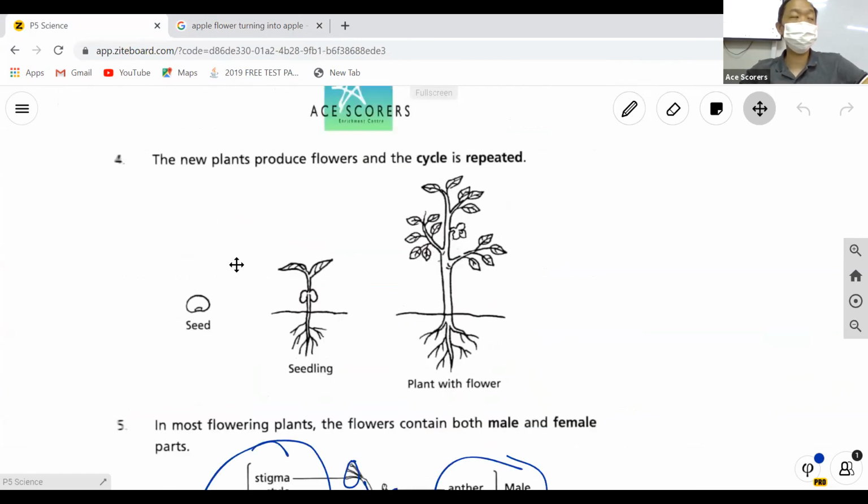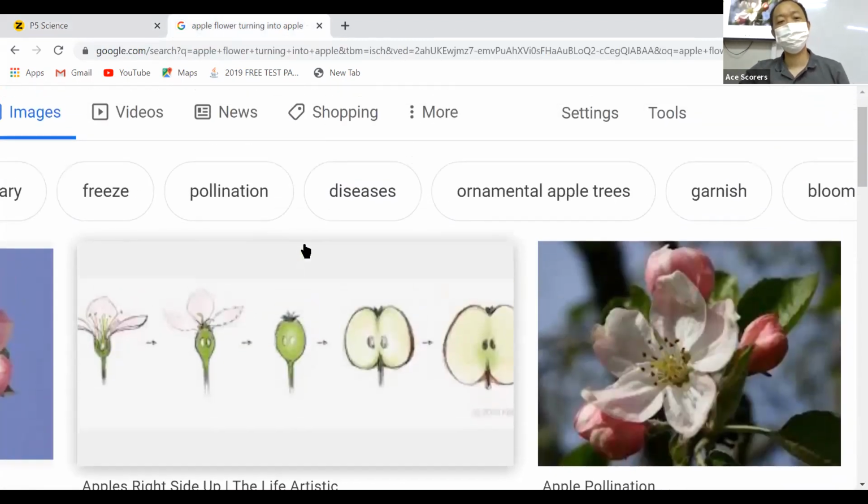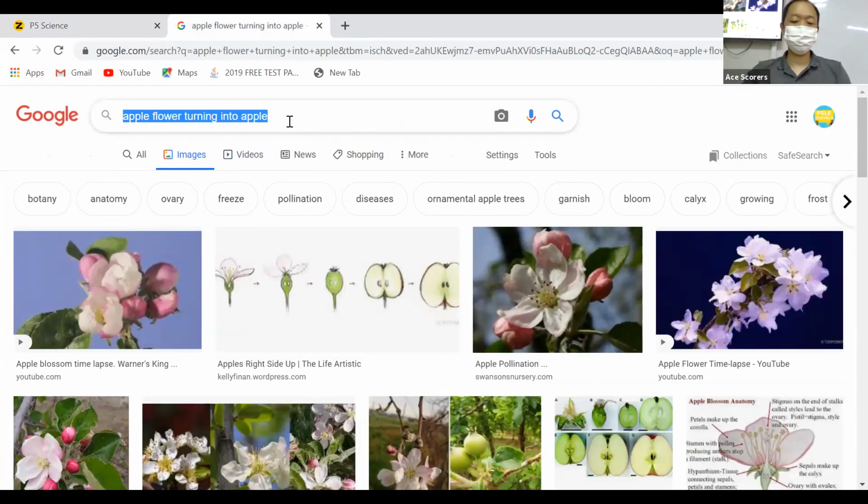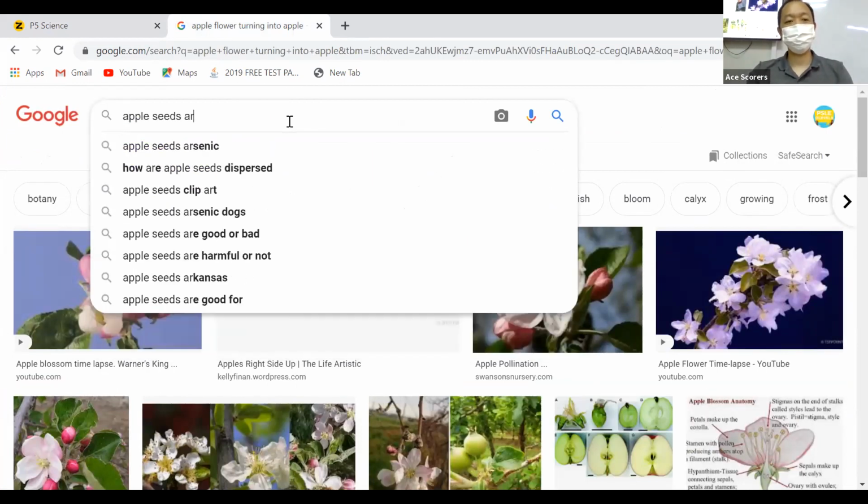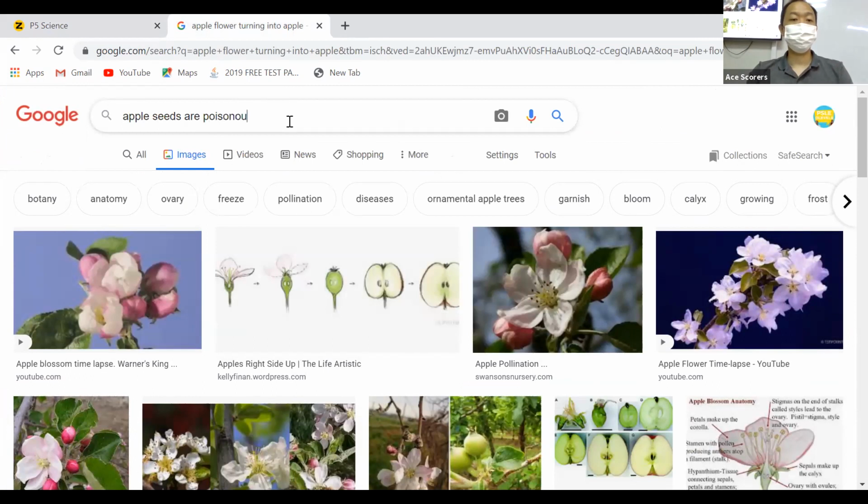By the way, something interesting. Do you know apple seeds are poisonous? No? Apple seeds are poisonous. I didn't know that, I ate like one. Oh, see, apple seeds are poisonous.